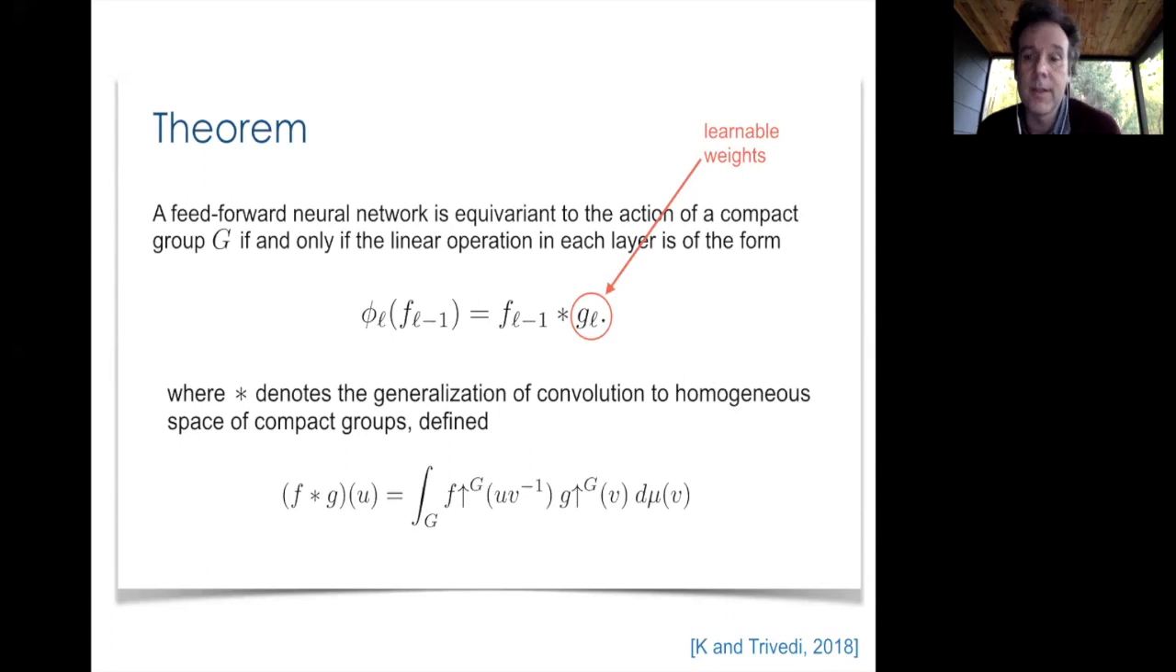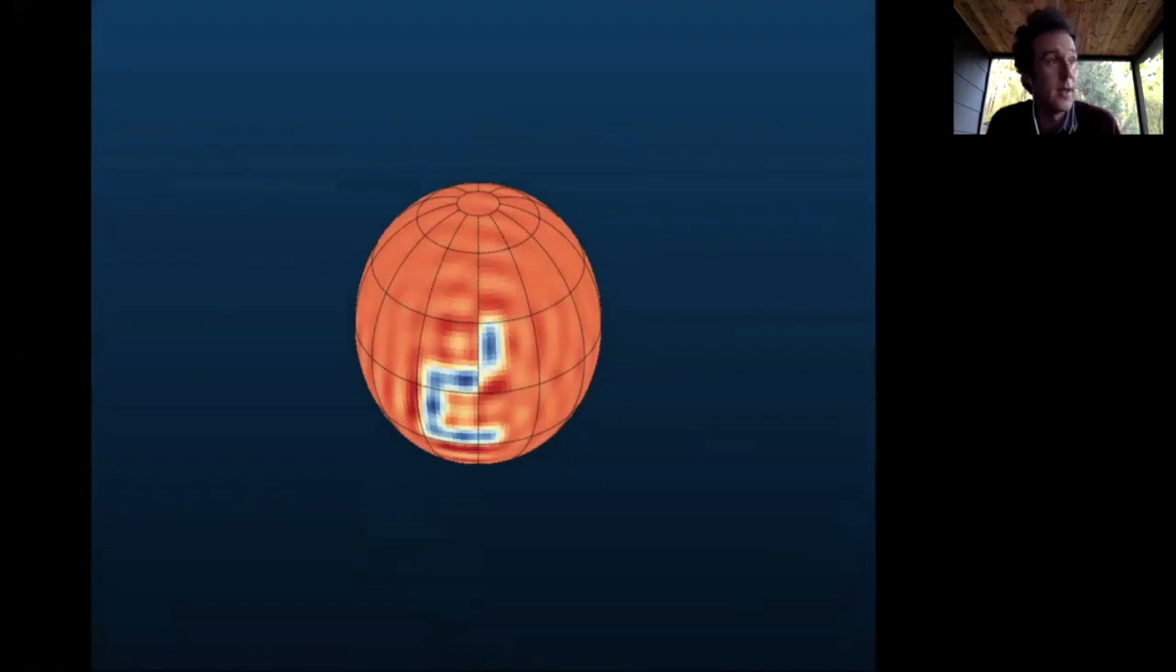And similarly to the CNN case, this means that what you can learn in your neural network are going to be these filters, which now are functions on the group. But never mind, it's something that's a well-defined quantity, and you can learn it, and this whole architecture is going to guarantee equivariance for you.